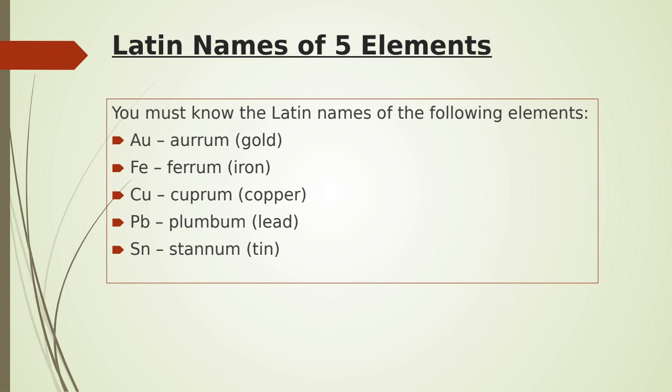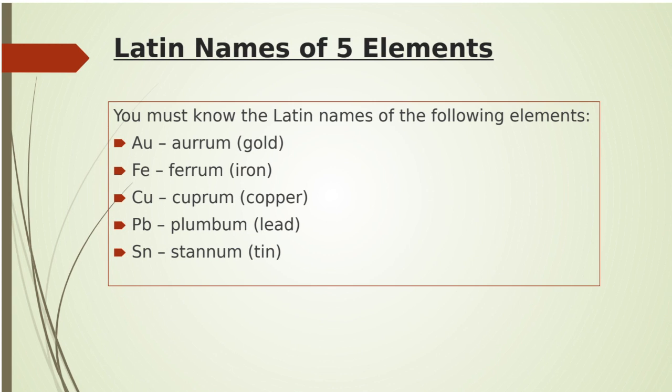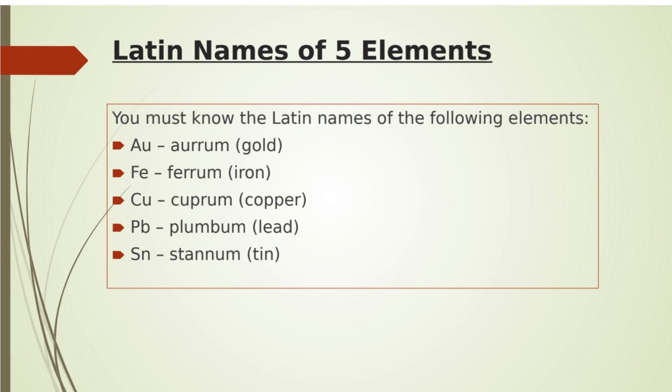Here are the Latin names of the 5 elements you must know. Okay, so you must know these. And some of the metals are used in the classical system, but we don't use their Latin name because they don't have a Latin name. But these 5 do.